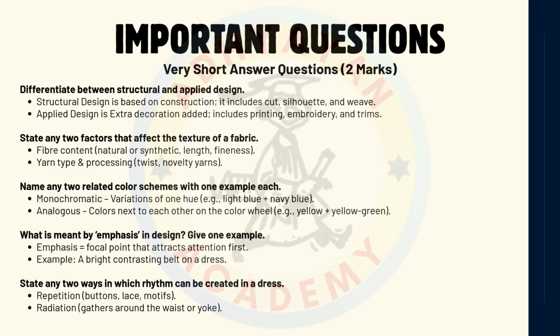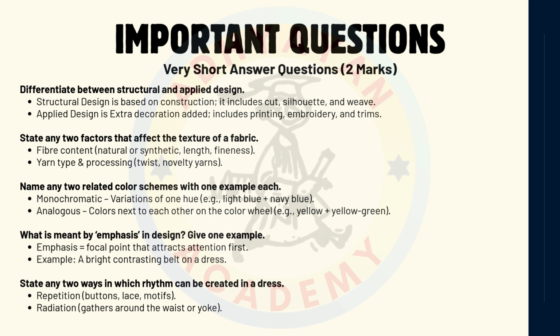Now, let's take a look at some important questions. Very short answer questions, 2 marks. Differentiate between structural and applied design. Structural design is based on construction. It includes cut, silhouette, and weave. Applied design is extra decoration added, includes printing, embroidery, and trims.